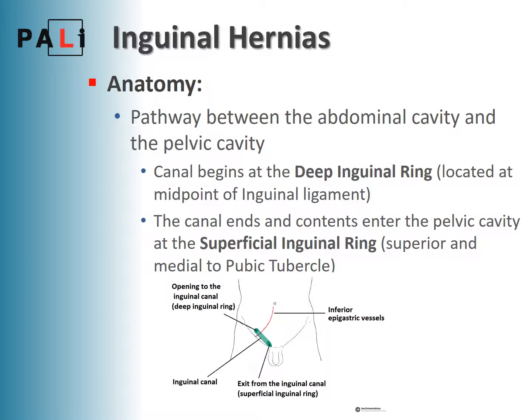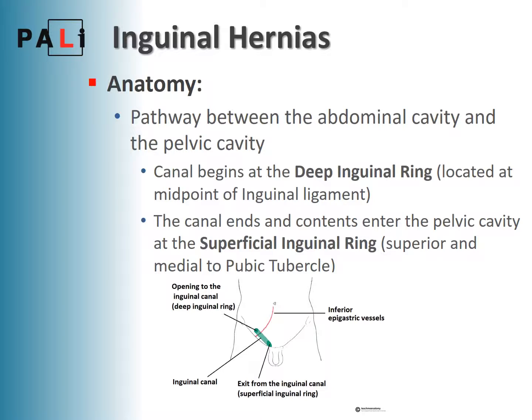I'm going to focus on inguinal hernias first of all. It's useful to have some idea of the anatomy of the inguinal canal when discussing these, to have some idea of how they form and what they relate to. The inguinal canal is a pathway from the abdominal cavity into the pelvic cavity, and it begins at the deep inguinal ring, which is located at the midpoint of the inguinal ligament.